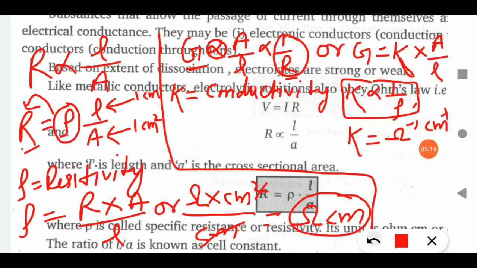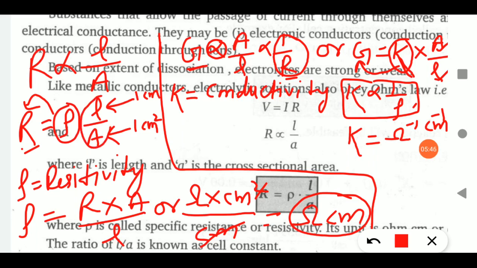what? Will be the unit of conductivity kappa, okay? Is it clear or not? And what is the definition of conductivity kappa? Conductivity kappa is the conductance of a solution having a cross section area of 1 centimeter square per unit of length, okay? Or you can say it is the inverse of resistivity. So this is very very important, students.